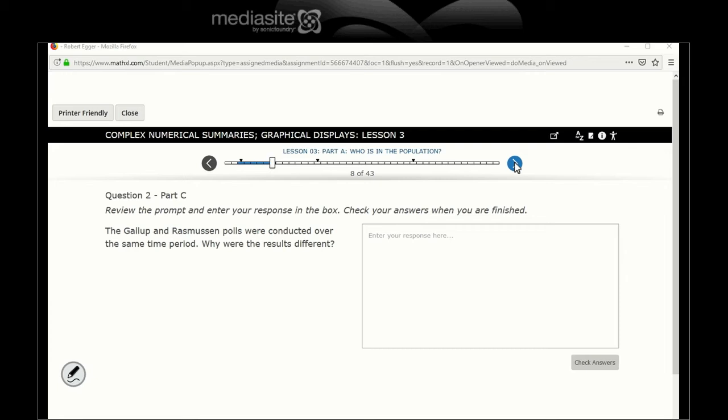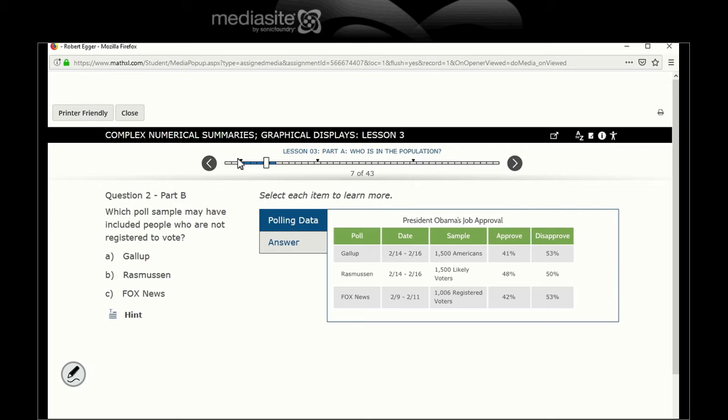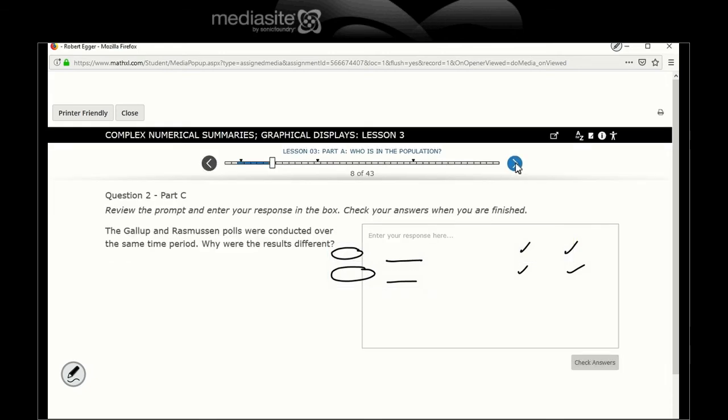Next question. The Gallup and Rasmussen polls were conducted over the same time period. Why were the results different? Okay, so we're talking about Gallup, Rasmussen, same time period. 40% of Americans approved, 48% of likely voters approved, 53% of Americans disapproved, 50% of likely voters disapproved. So again, why do you think, what's the difference?